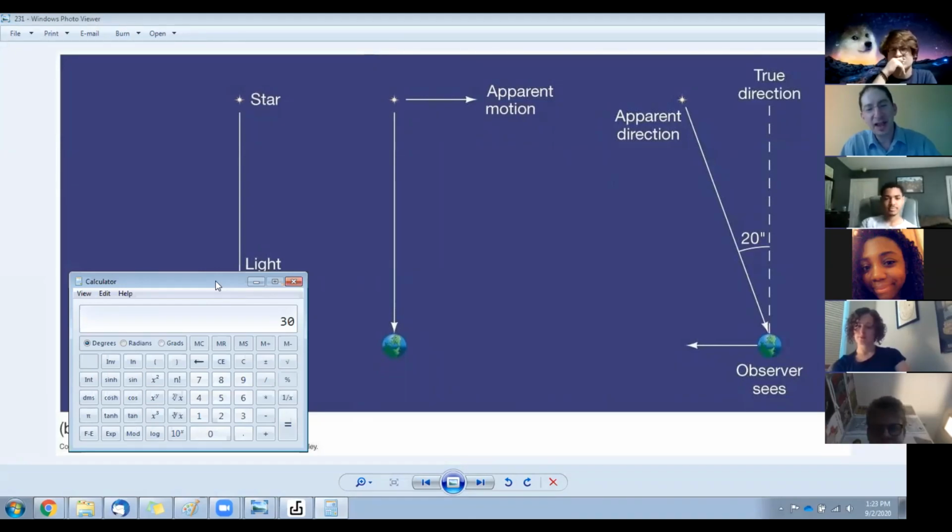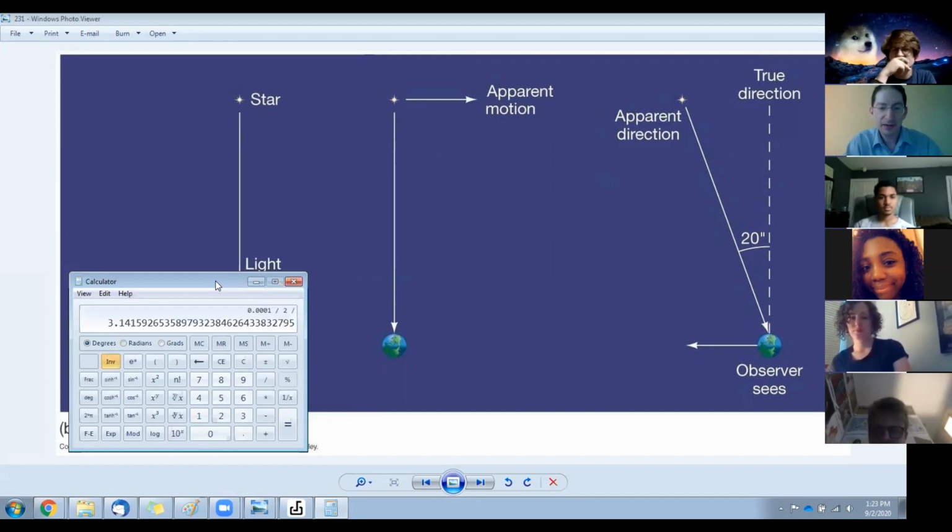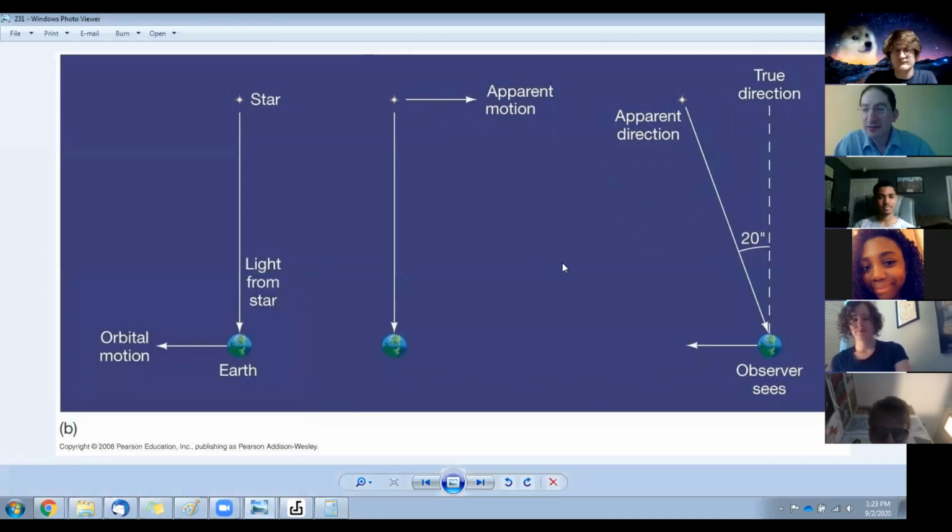30 kilometers per second. The speed of light is 3 times 10^5 kilometers per second. So that would be the angle in radians. If we divide by 2 pi, times 360, that's in degrees, times 60, that would be arc minutes, times 60. Haha, how about that? Never did it before, nailed it. So 20 arc seconds.